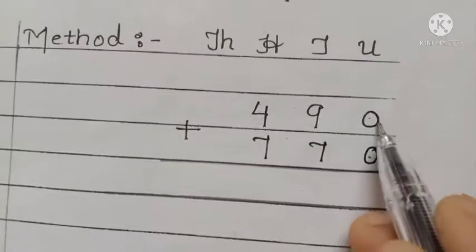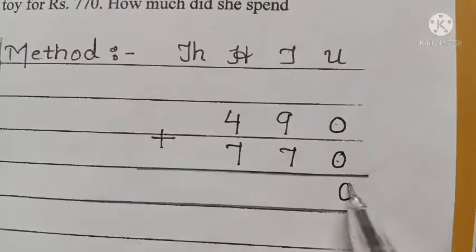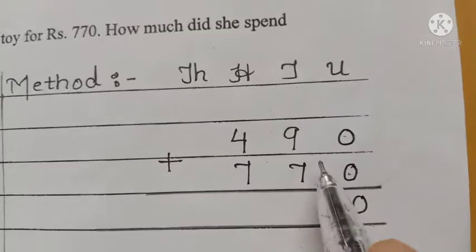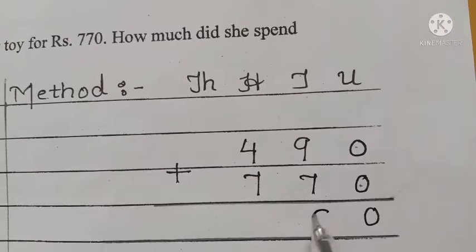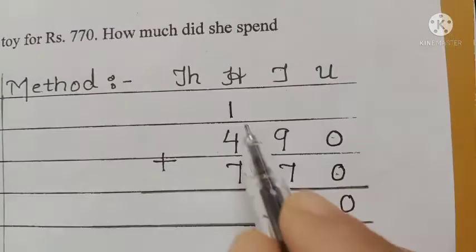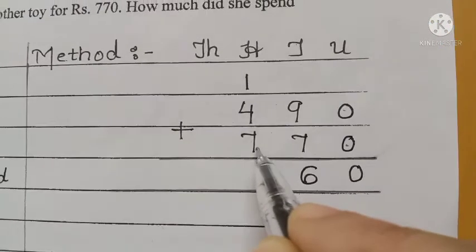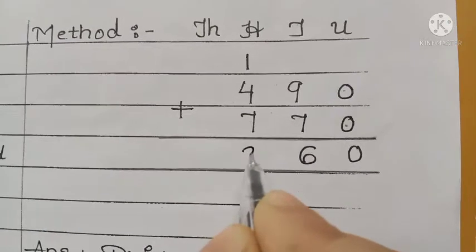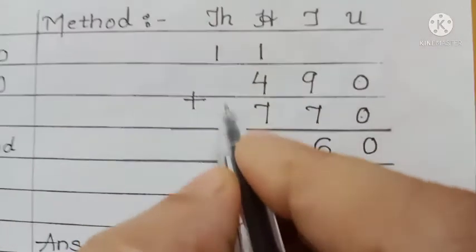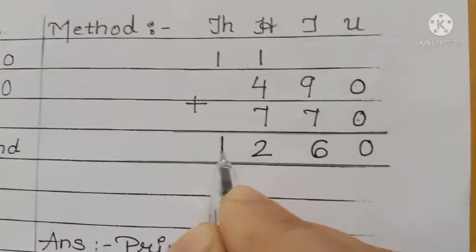Now add both the numbers. Start your addition from units place. 0 plus 0 is 0. 9 plus 7 is how many? 16. So write down 6 in tens place and 1 we have to carry over in hundreds place. Now in hundreds place, see, 1 plus 4 is 5 and 5 plus 7 is 12. So write down 2 in hundreds place, 1 we have to carry over in thousands place. Now see here, there are no numbers in thousands place, so only 1 is there. So directly write down 1 in thousands place.